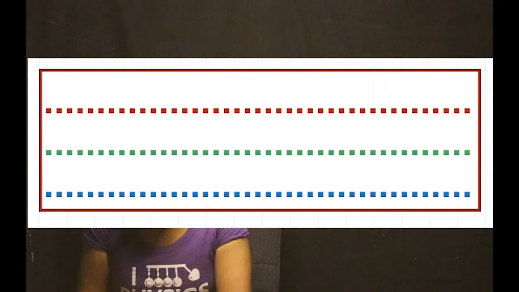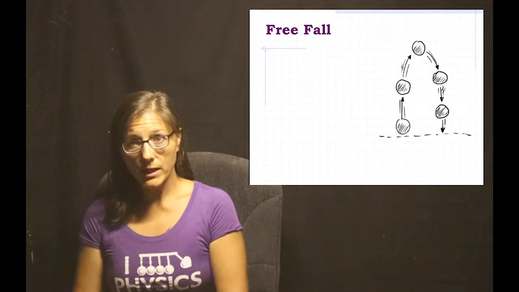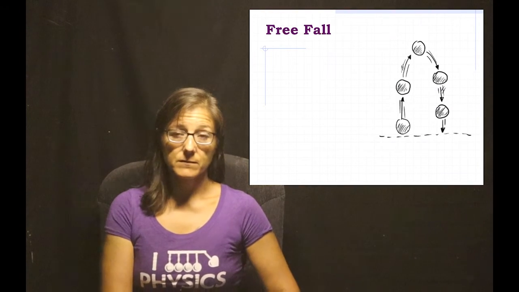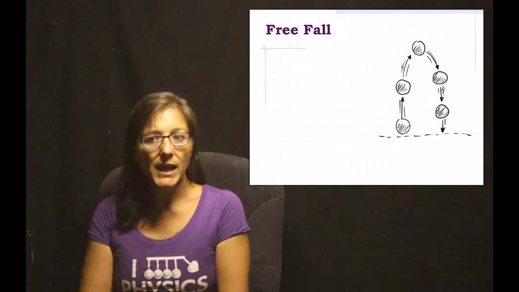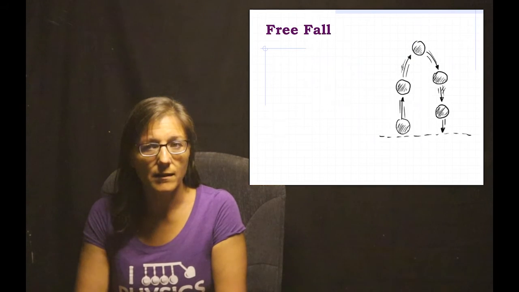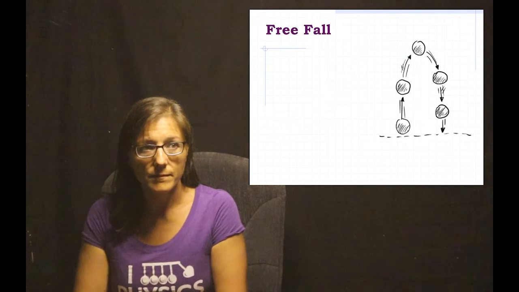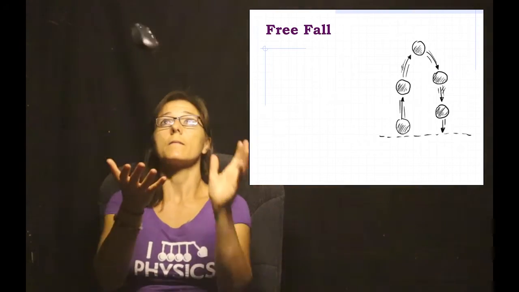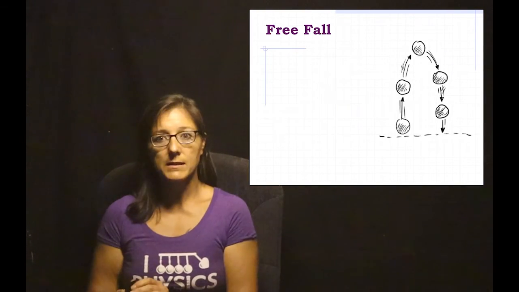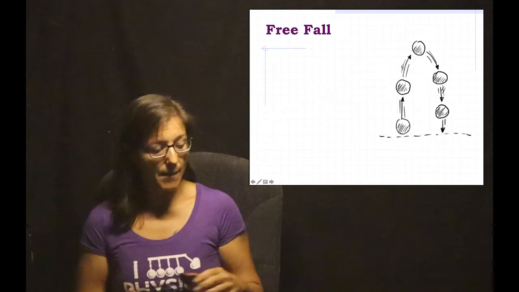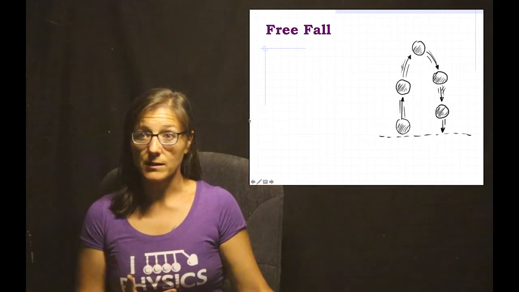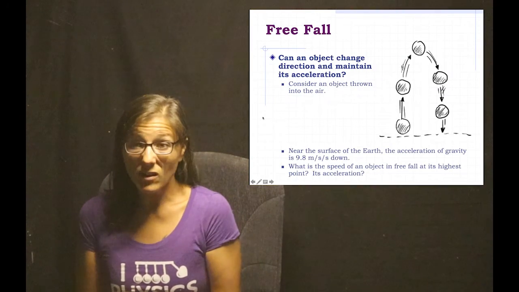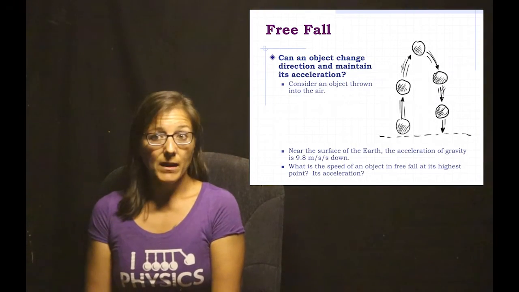All right, so consider this. If you are changing your velocity, you are absolutely accelerating, right? Can you change direction and maintain a constant acceleration? Think on that one for a minute. Consider throwing an object into the air, right? Throw an object into the air, just like that. It changes direction. Did it maintain a constant acceleration? It turns out, yes, it did.